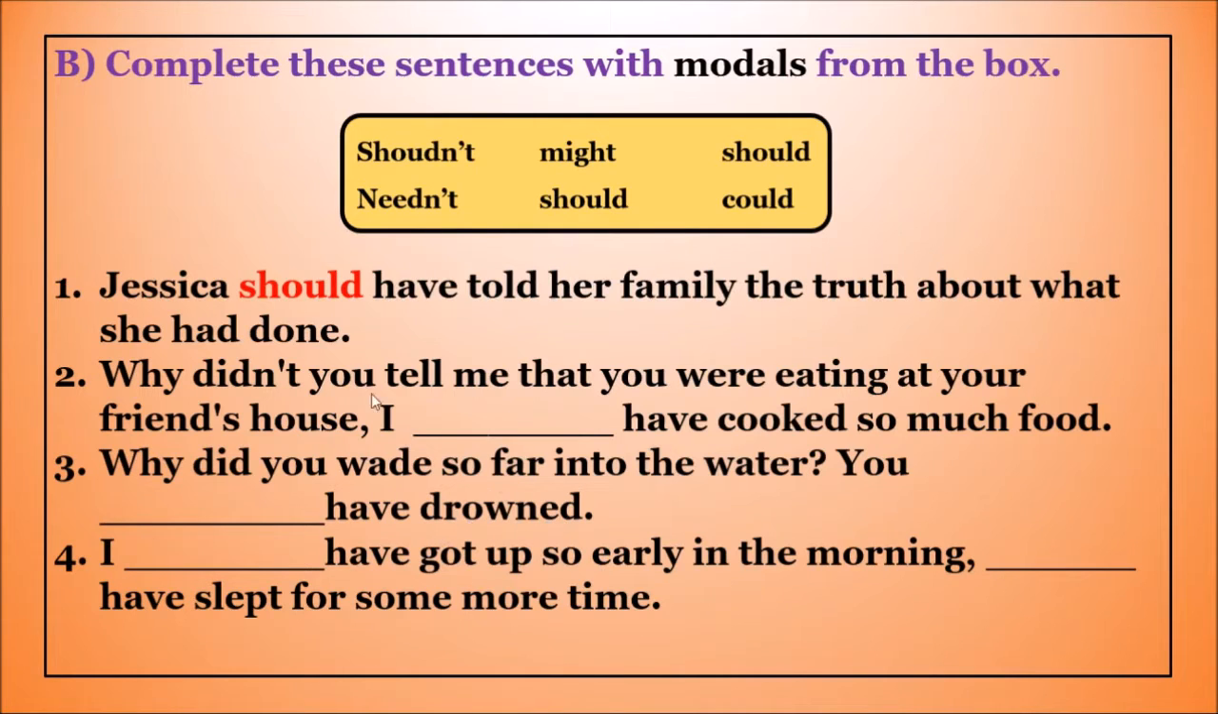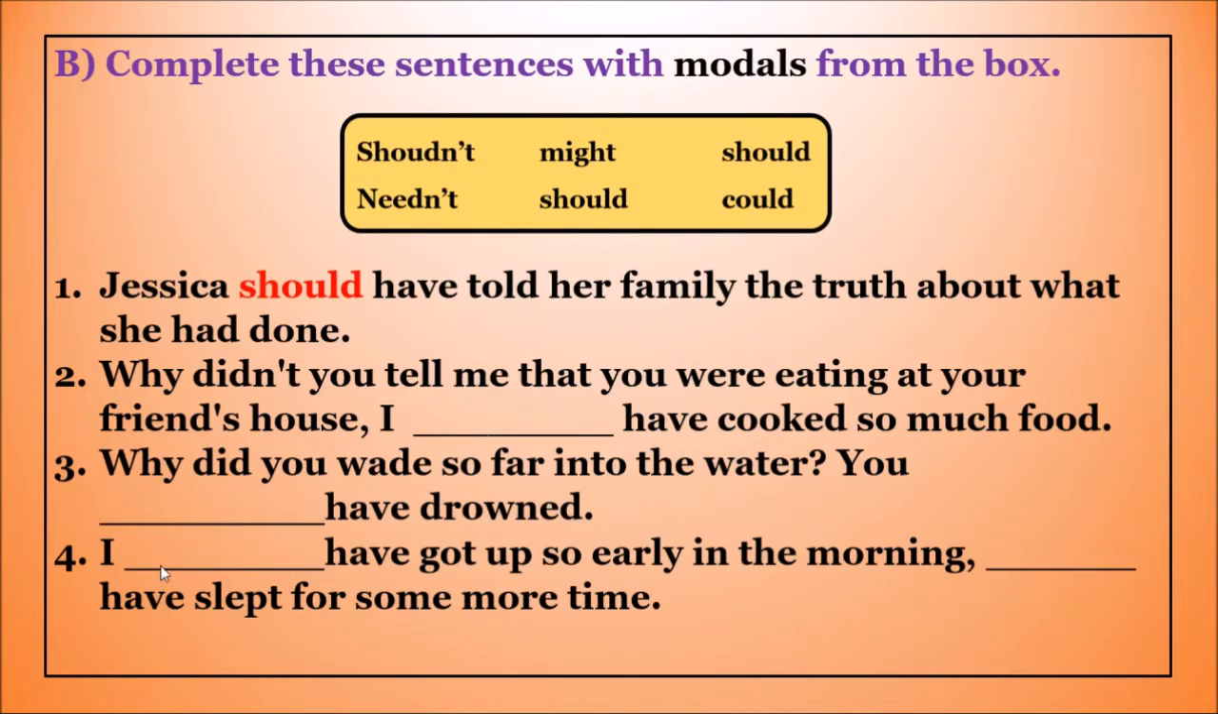But if it is in the past tense, there is no option for may. So what will come? Might. To express possibility or probability, we can use may or might. So the answer is might. Why did you wade so far in the water means you might have drowned. So the answer for the third one is might.